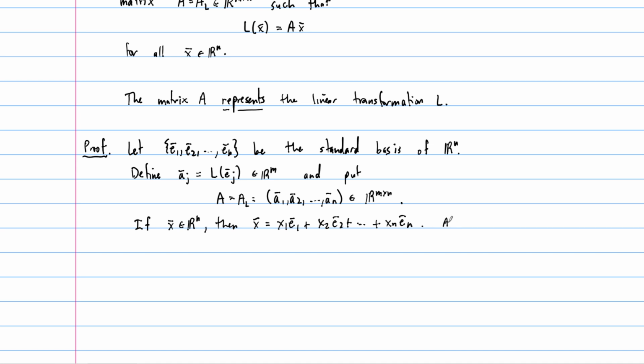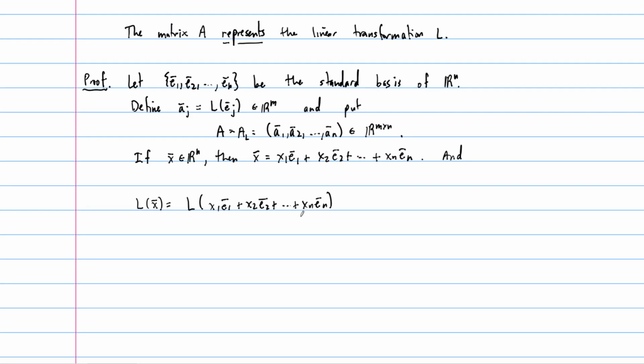And now we can apply our linear transformation to x. So L of x, on one hand, is going to be L of this expansion, x1 e1 plus x2 e2, all the way up through xn e sub n. And then we can apply the properties of a linear transformation. We don't know what transformation L is, but we know that it's linear, right? So it has to obey the linearity properties.